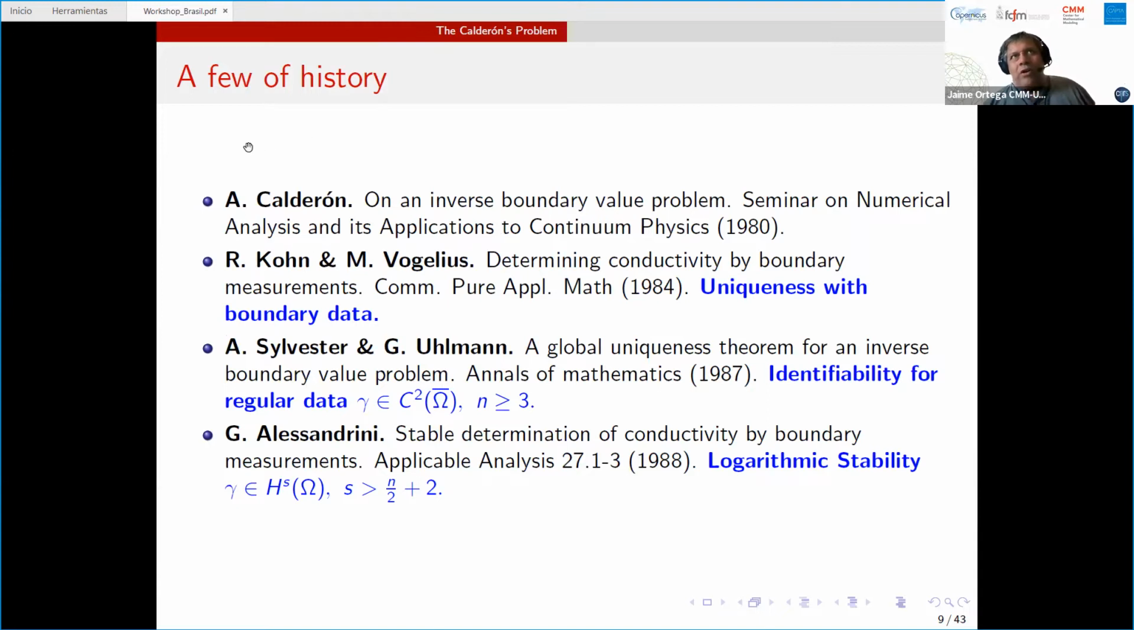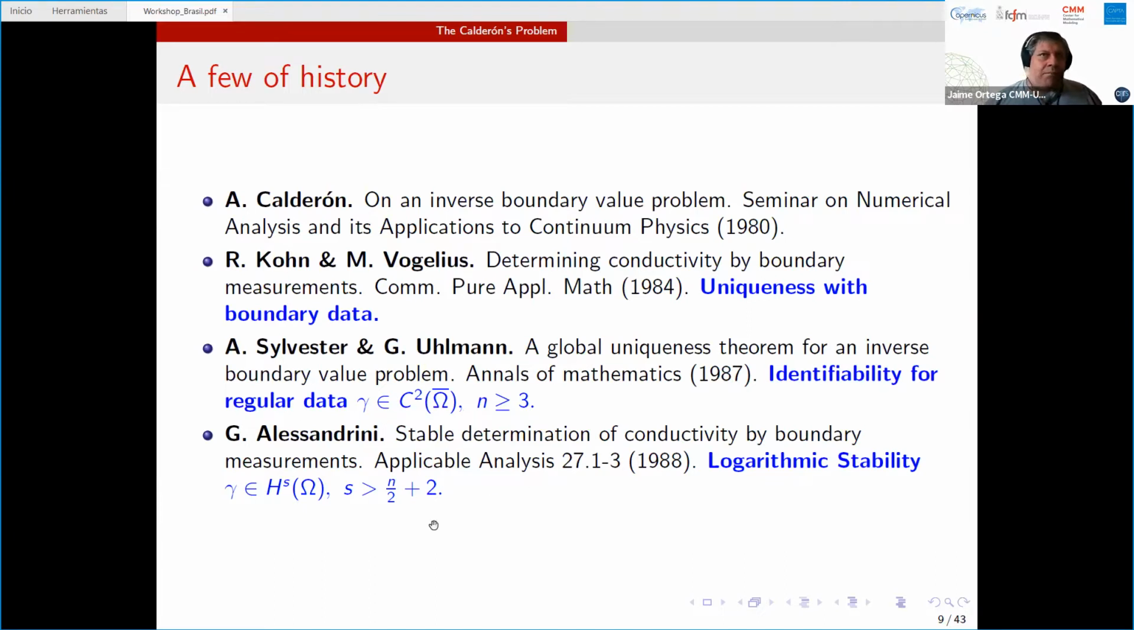But the first work is from Calderón in the 80s, and several others appear, from Kohn, Vogelius, Sylvester, Uhlmann, Alessandrini, where people begin to give some answers about uniqueness, that means the stability and identifiability results, but in all cases some considerations appear. For example, the identifiability is true, but not for all conductivities. The conductivity needs to be regular enough. In this case, it is C2, and not for any dimension. Dimensions need to be bigger than 3.